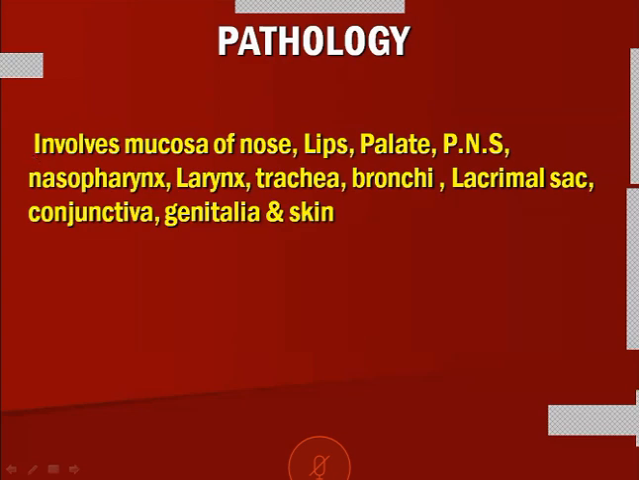Coming to the pathology, it involves the mucosa of the nose, oral cavity, lips, palate, paranasal sinuses, nasopharynx, larynx, trachea, bronchi, lacrimal sac, conjunctiva, and then genitalia and skin. It can also spread systemically and get deposited in the liver also. So pathologically it can invade the whole of the body.